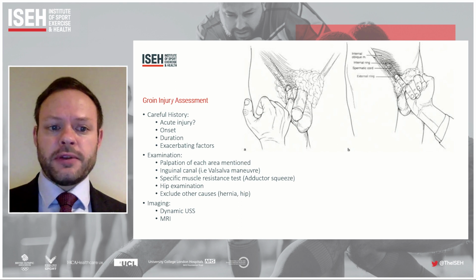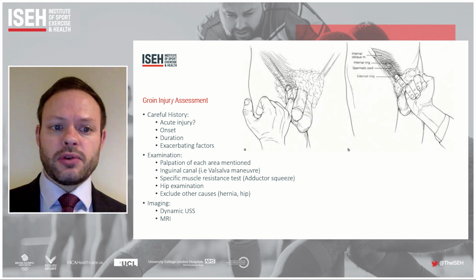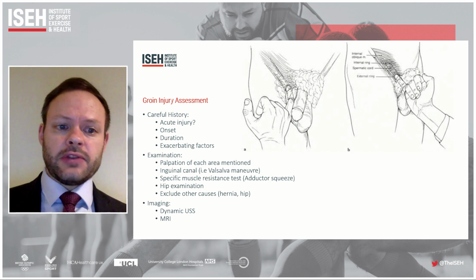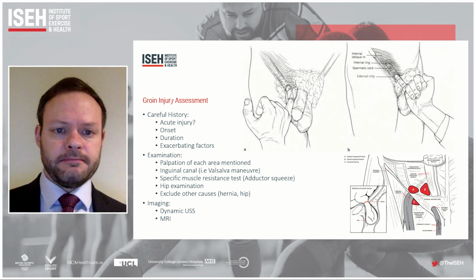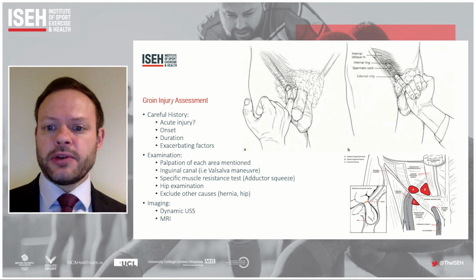We can do that with this diagram, placing the finger into the inguinal canal with Valsalva's maneuver. We also need to exclude other causes like hip pathology with examination there, and other areas such as the spine. It's important to be able to distinguish which type of hernia is present, as you can see on this diagram with indirect and direct, and also femoral hernia.